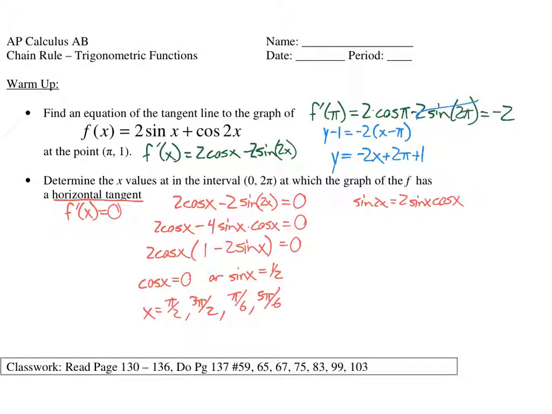So there are 4 places in this interval where we have a horizontal tangent. And remember, that means these are either max points, min points, or points of inflection, or which we haven't gotten to yet, but plateau points.